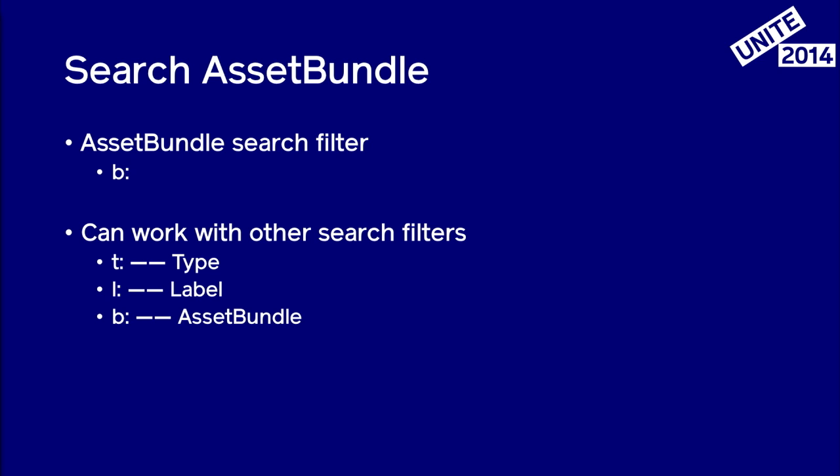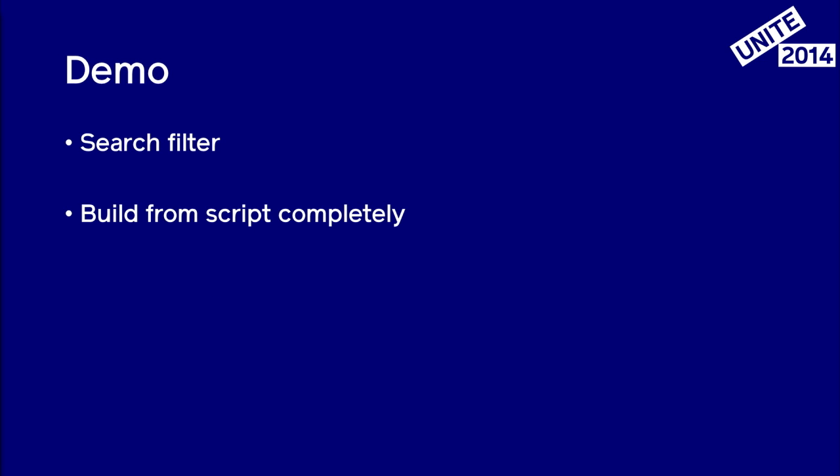We also have a search filter for searching AssetBundles. You can type "b:" in the search toolbar, and it works with other search filters like type and label. So here we also have a demo. It will demo the search filter and how we build from script completely, because sometimes people may want to build automatically from a script, so we also provide an option for this.